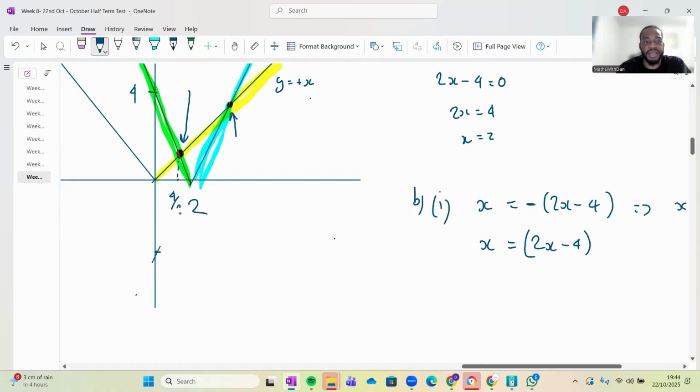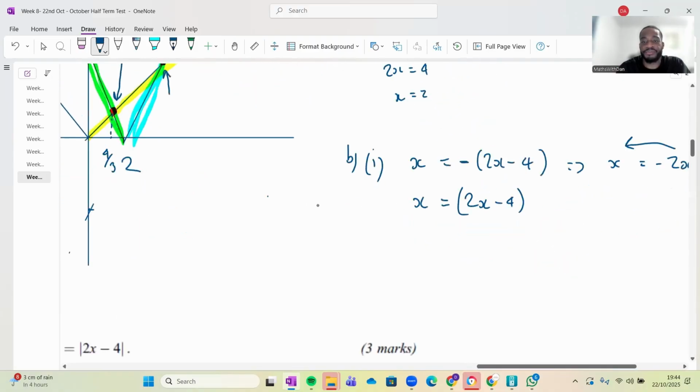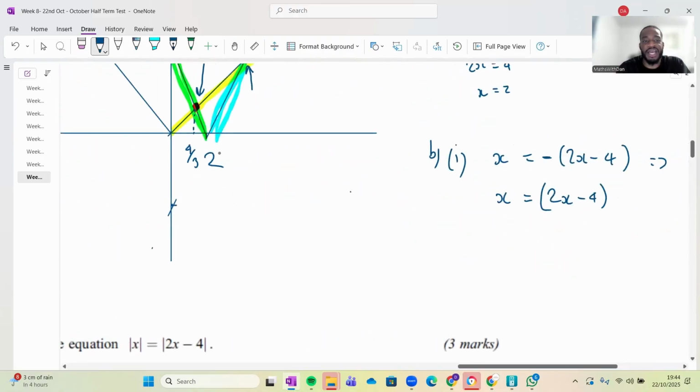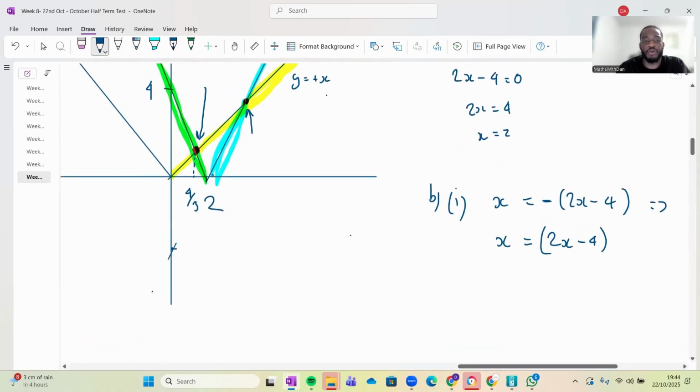4/3 is smaller than 2 because 2 is 6 divided by 3. So you know that that's definitely 4/3. And then the other solution is that one, which is bigger than 2. So always just have your pivot, your turning point, as a point of reference. x equals 2. You've got one solution to the left of that. The other solution should be to the right of that.